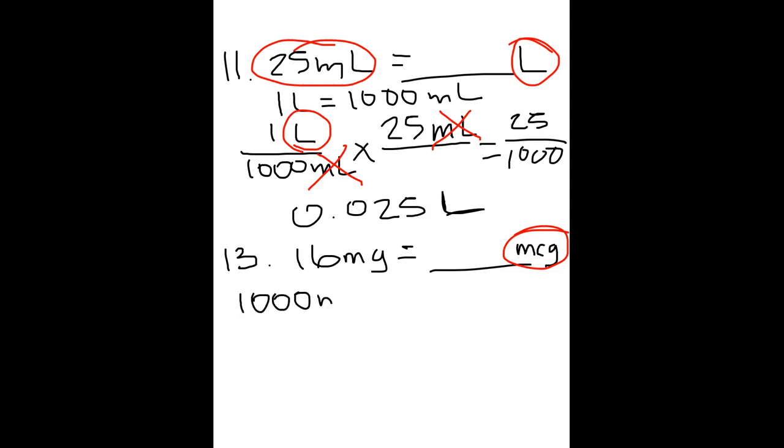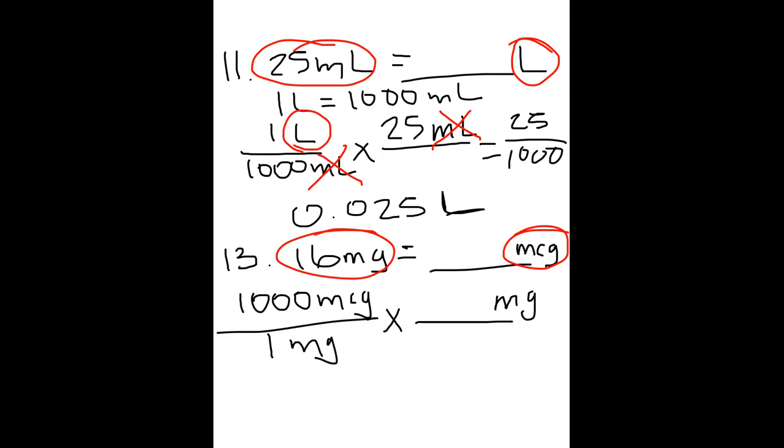1,000 micrograms is equal to 1 milligram. Now I want to put milligrams on top. So from our problem, it's 16 milligrams, so that's what we're going to put on top. That way our units cancel each other. So 1,000 times 16 gives us 16,000 micrograms. Okay.